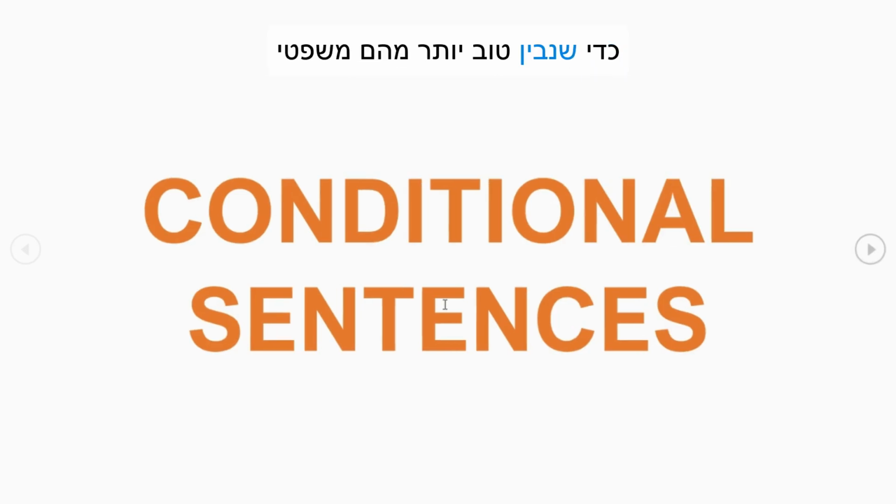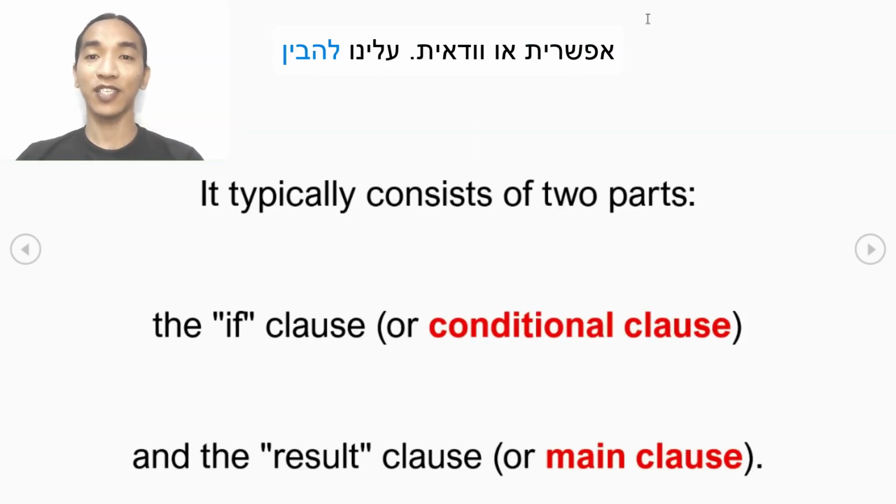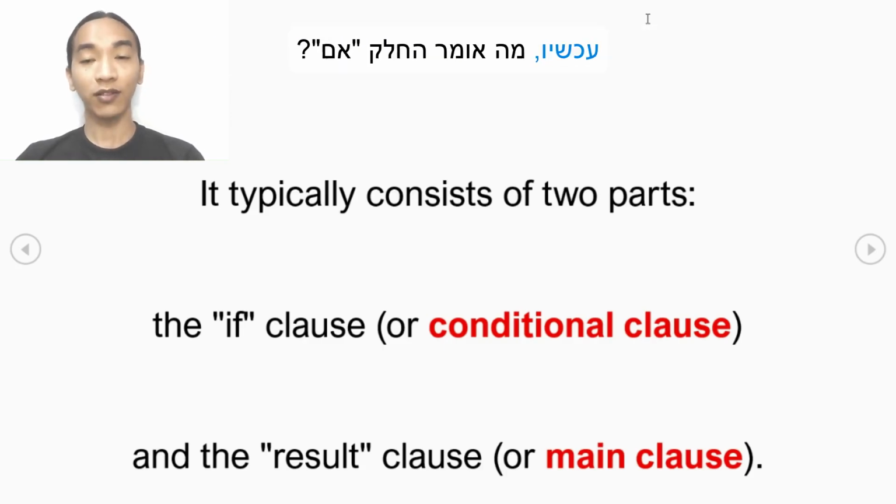Now, for us to better understand what conditional sentences are, let's first give the definition. A conditional sentence is a type of sentence that expresses a hypothetical, imaginary, or speculative situation and its potential outcome or consequence. It means that we use conditional sentences when we want to have a condition and its possible or sure outcome. Now we have to understand that our conditional sentences have 2 parts. We have the if clause and our result clause.